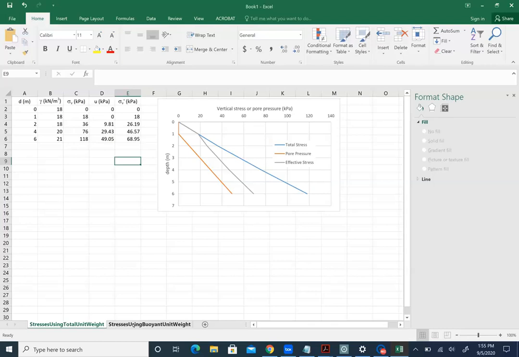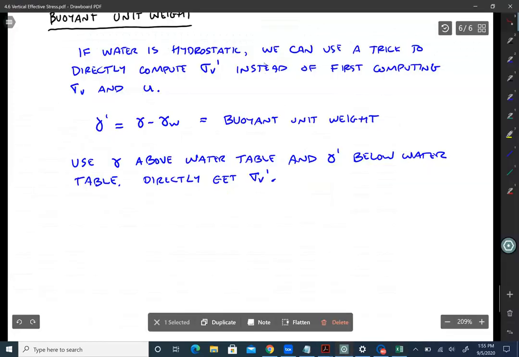Okay, the other problem is that we had this caveat in here that buoyant unit weight is a trick that only works if the water table is hydrostatic, right? You must have a hydrostatic water table in order for this trick to work. If you have any kind of seepage, then the water pressure below the water table is not equal to the depth times the unit weight of water. It's going to be something different, and the pore pressure is going to be different from what you would assume, and you would get the wrong effective stress. So it's clearer to just do it the old-fashioned way, and it avoids potential pitfalls of getting the wrong answer in some cases.